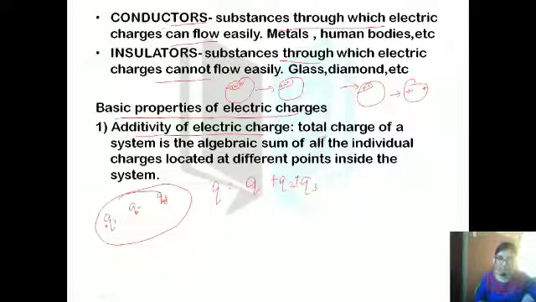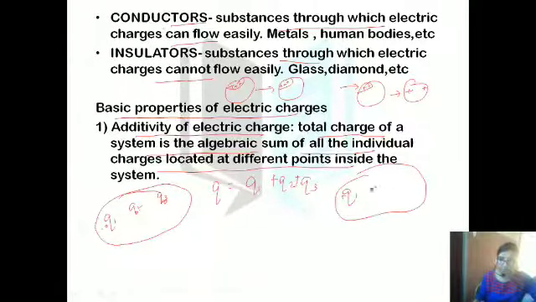That means the total charge of a system is the algebraic sum of all the individual charges located at different points inside the system. Let's consider a second example. Suppose this is our system and inside it we have one charge plus q1, a second charge minus q2, and a third charge plus q3. So now the total charge will be q1 minus q2 plus q3.